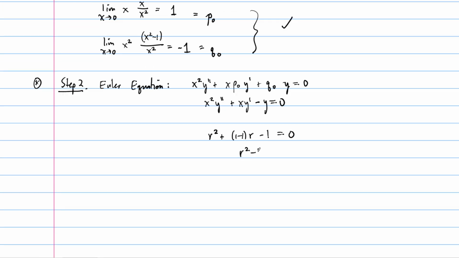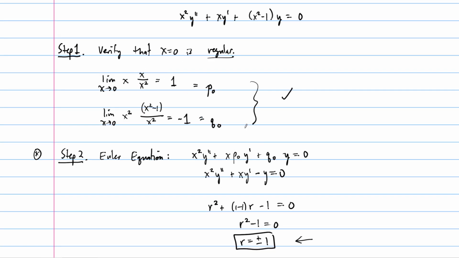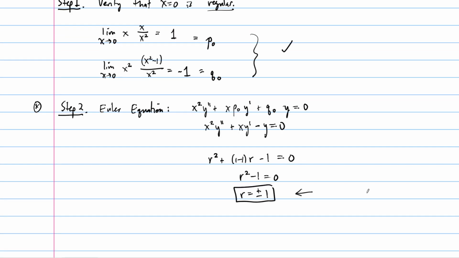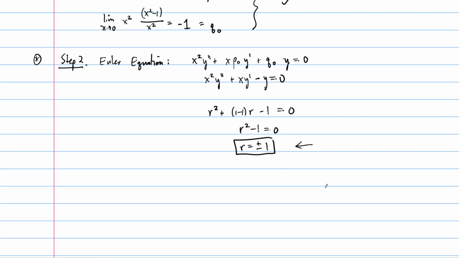So that's just r squared minus 1 equals 0. And so our characteristic roots are going to be plus and minus 1. So those are our characteristic roots. I'm going to put a box around those so that we remember these later. Now from there we'll go to step 3. So there's the solution of the Euler equation. This means that our solutions are going to involve x to the power 1 and x to the power negative 1.